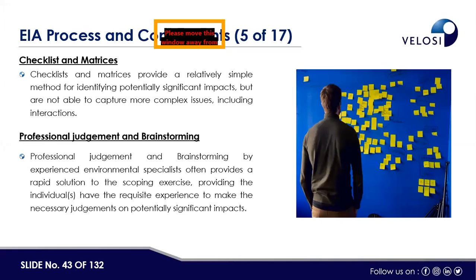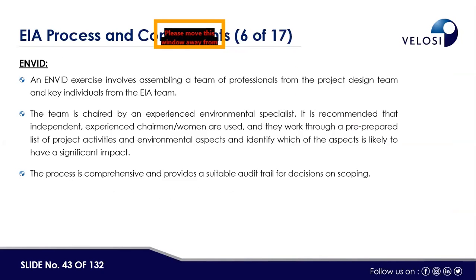Checklists and matrices provide a relatively simple method for identifying potential significant impacts, but are not able to capture more complex issues, including interactions. Then the next one is professional judgment and brainstorming. On the basis of experience and judgment, we can mention what we have to consider in the environmental impact assessment, or whether this project is having a significant environmental impact or not.